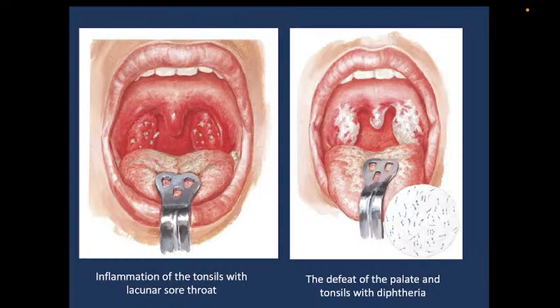It is interesting that inflammation of tonsils we observe and we see during lacunar sore throat. This is a quite often happening situation, and usually this infectious disease is caused by streptococcus.